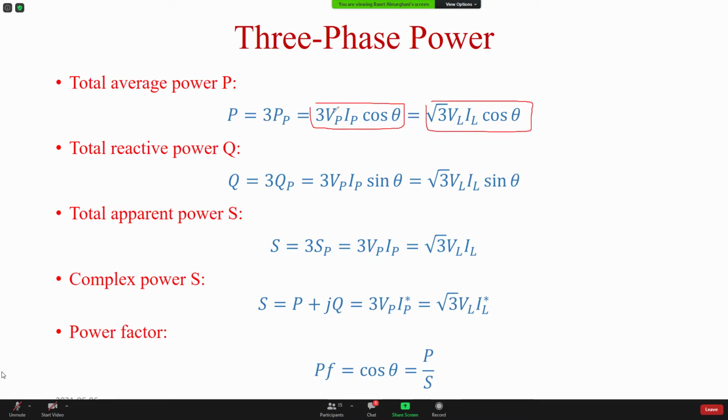Because in Y connection, V phase will equal V line divided by square root of 3. And in delta connection, I phase will equal I line divided by square root of 3. So when I plug in the line values for either delta or Y, I'm actually going to divide by square root of 3. So those are the active, reactive, apparent power, okay? If you have the phase values, you multiply by 3. If you have the line values, you multiply by square root of 3.